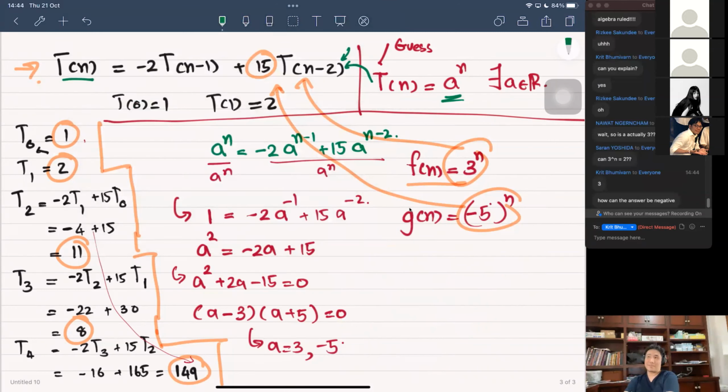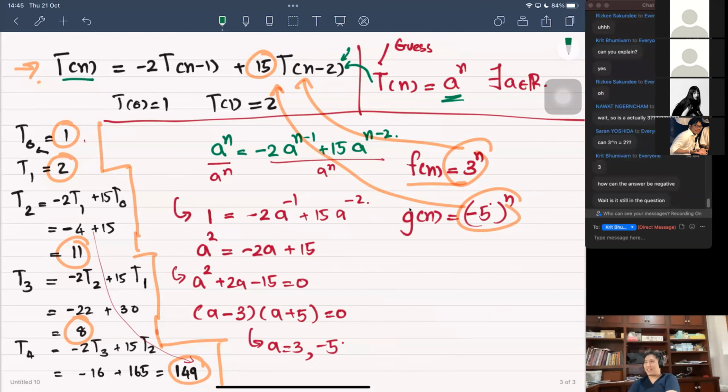Can the answer? Do you want 3 to the n? Why is that? Why do you not like minus 5 to the n? Which one would you like? Would you like F or would you like G? Well, F is not your grade, by the way. Don't get an F in this class. Would you like F or G?